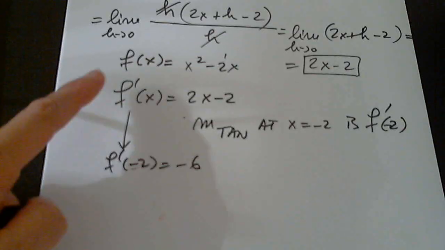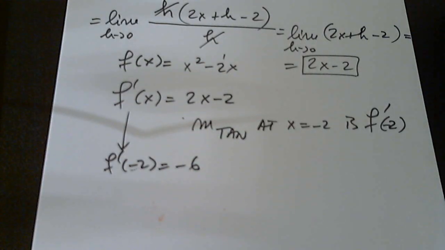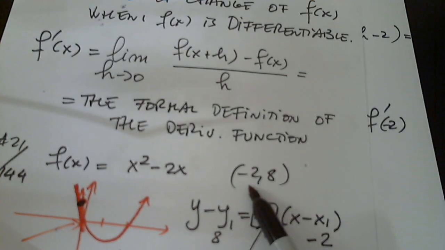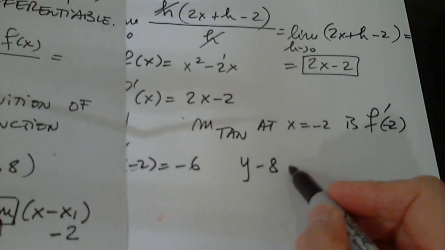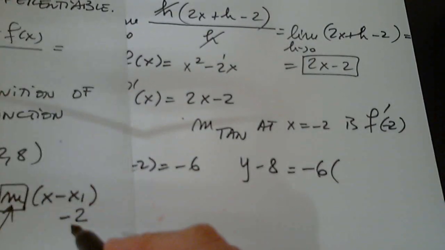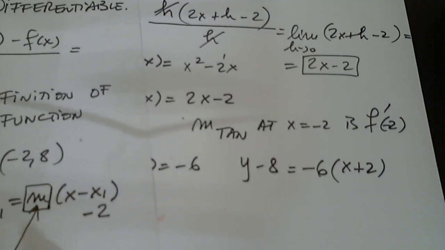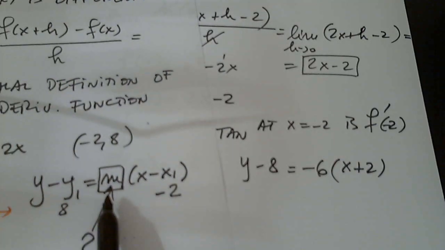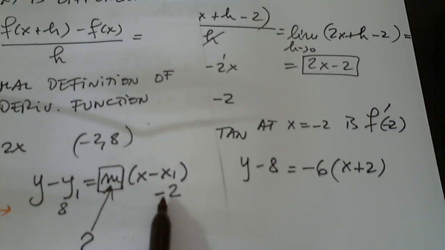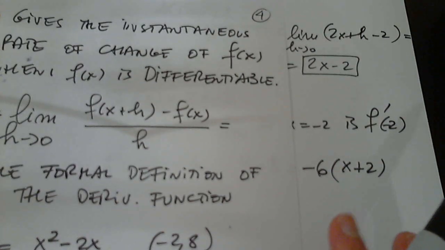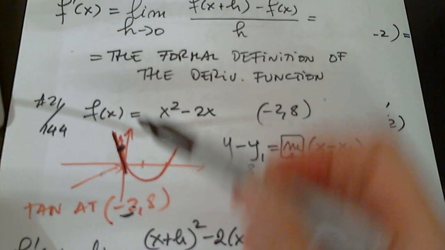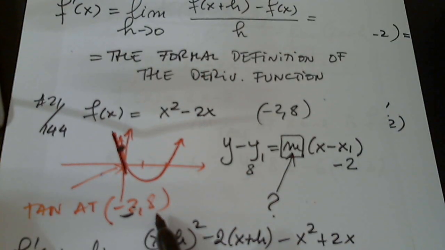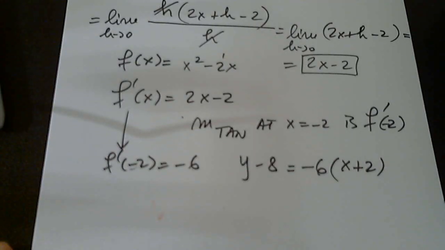So we determined the derivative function. We plugged in the x value to determine the slope. Now I have everything. So I have y minus 8 equals the slope, which is negative 6, times x plus 2. y minus 8 equals negative 6 times x plus 2. So what is this? It will give us the equation of the tangent line at the point negative 2, 8. That's what they were asking us to determine.